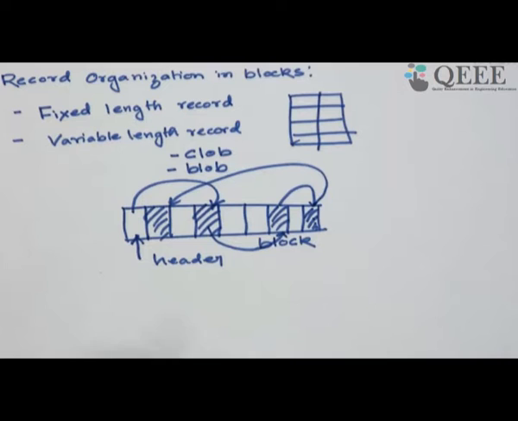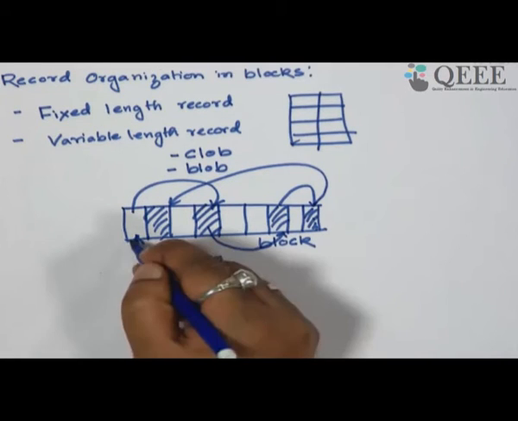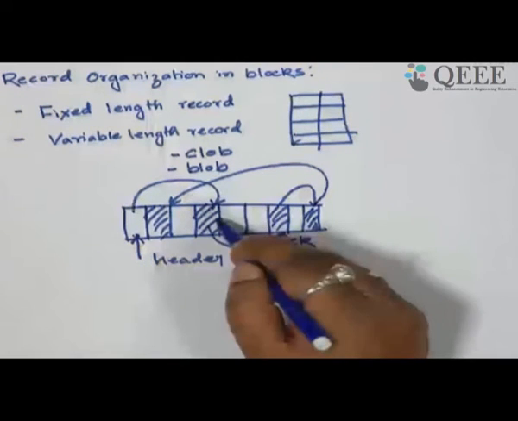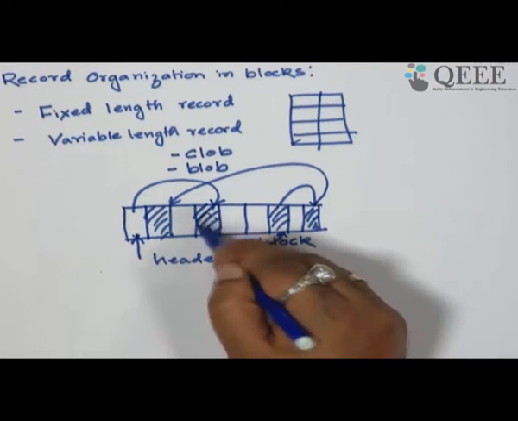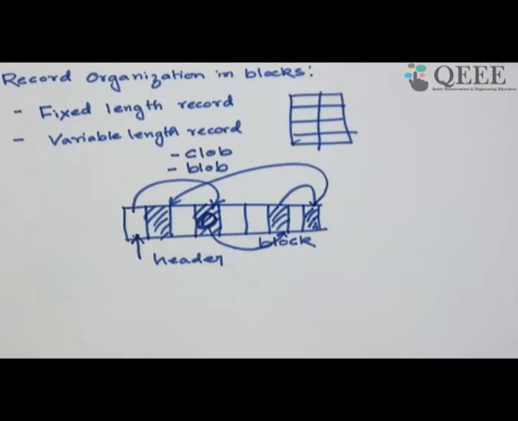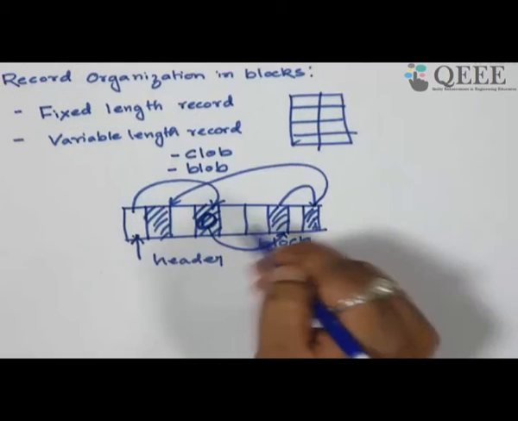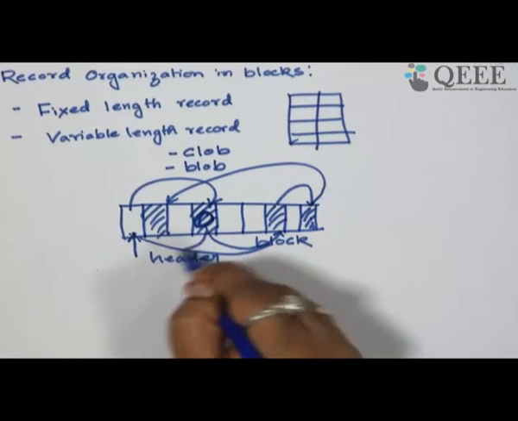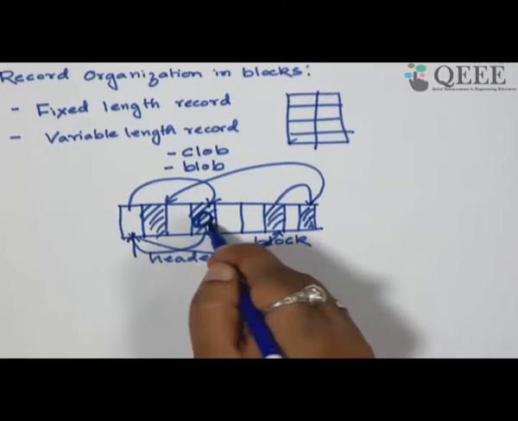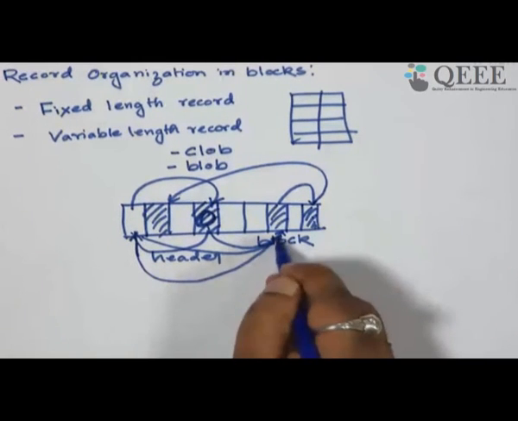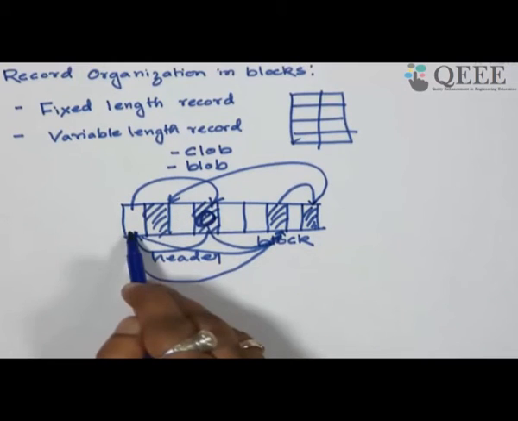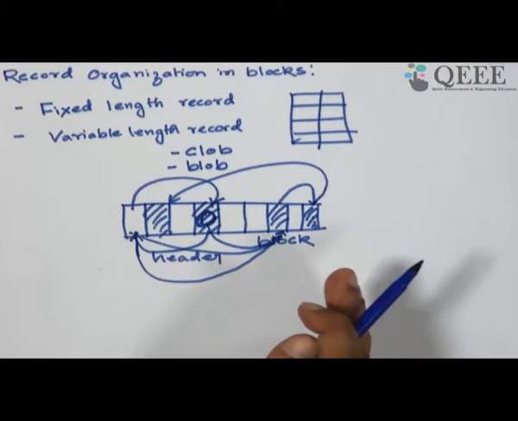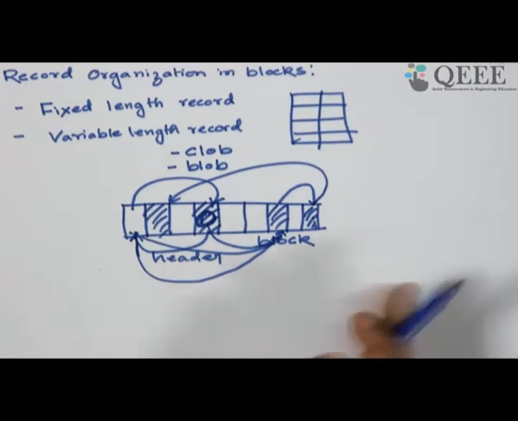And how do I enter a new record? I'll consider the header. I'll see the first free location and write my data there, and the header will now not contain the first free location, but will repoint to the next one. So this pointer will get copied to the header, and now the header will point to this next free location. So basically the head of the free list will move to the second position.